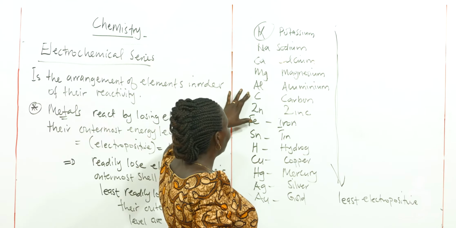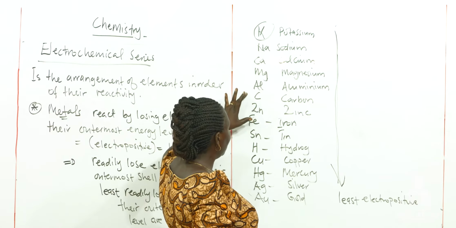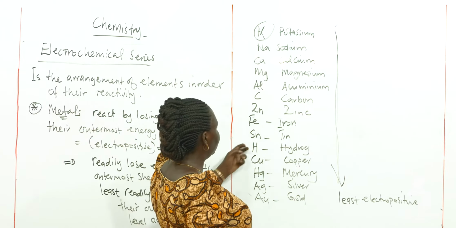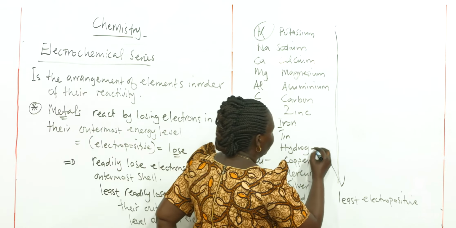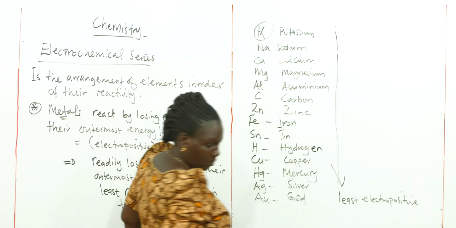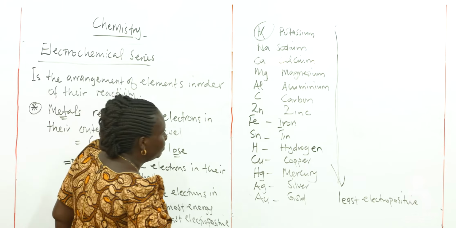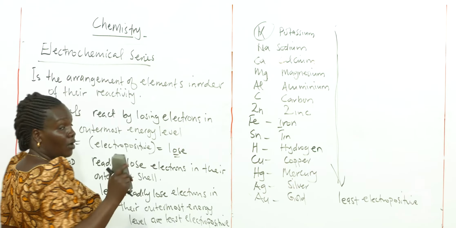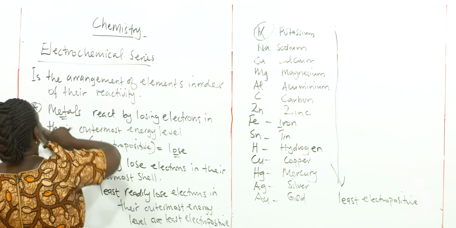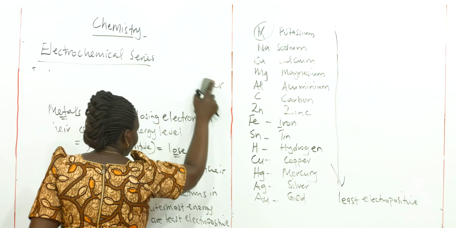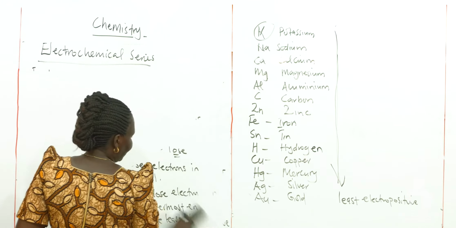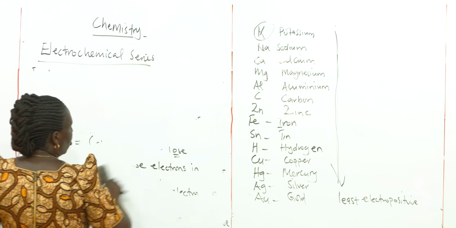Suppose carbon and hydrogen were metals, then this would be the position of carbon and this would be the position of hydrogen. But both hydrogen and carbon are not metals. Then let us look at the reactivity series of non-metals.